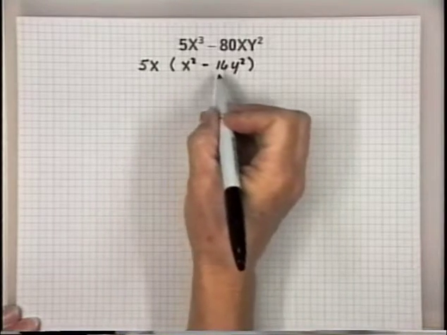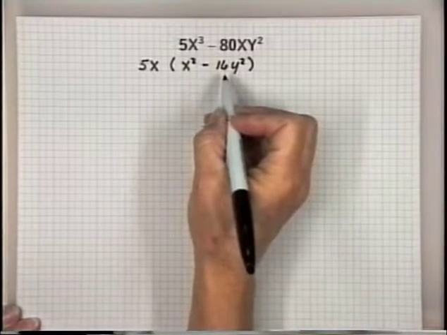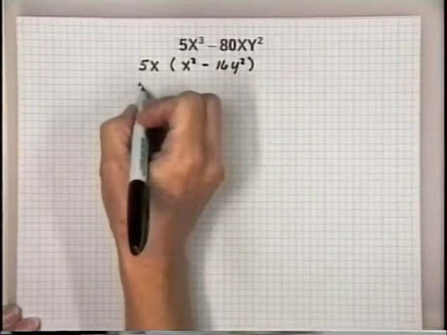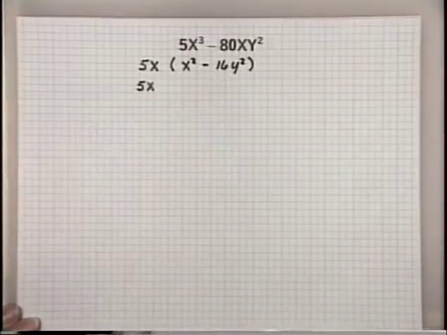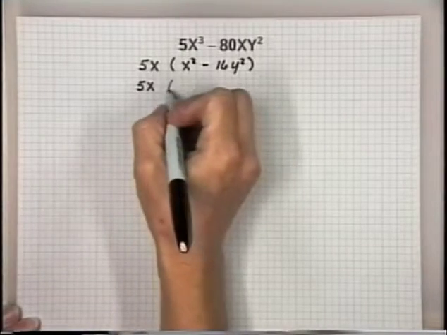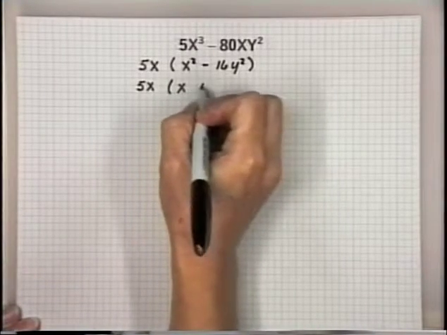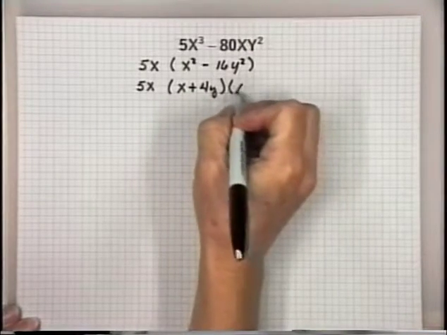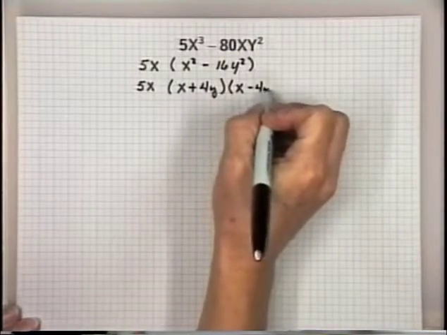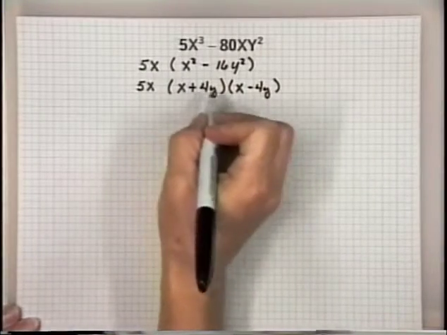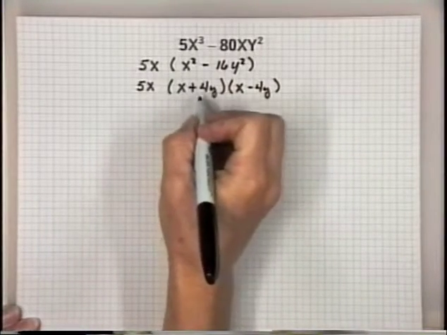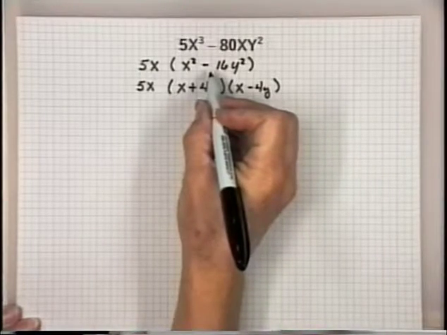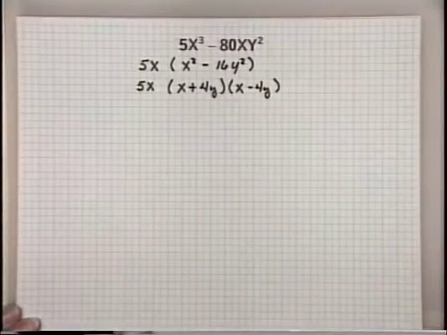So we know that to factor this, we will simply get conjugates of the square roots of these two terms. Let's bring down our common factor of 5x. The square roots will be x and 4y. Conjugates, remember, are binomials that look alike except for the sign in between the two terms. x plus 4y, x minus 4y are the factors of x squared minus 16y squared.